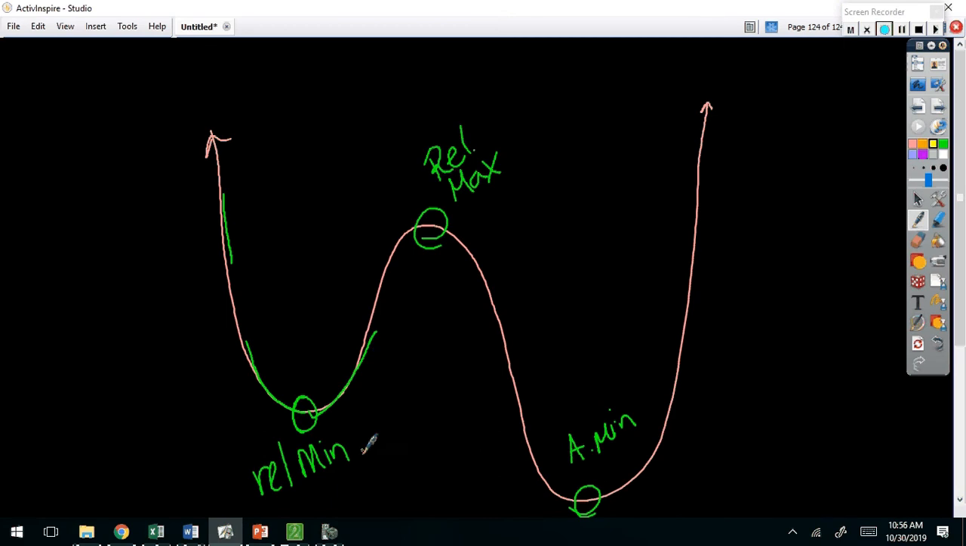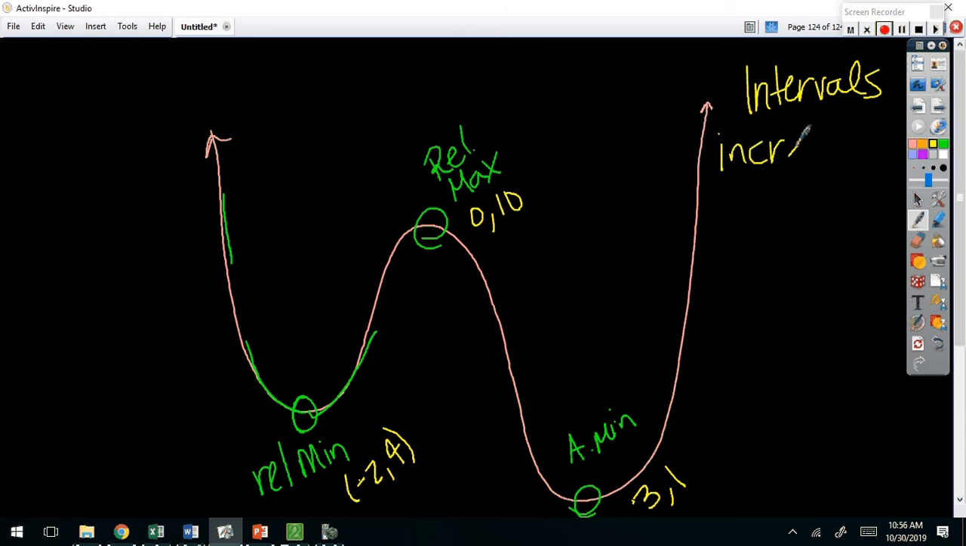All right. Let me give you some. Let's say that this point was -2, 4. Let's say that this point was 0, 10, and this point was 3, 1. Tell me the intervals on which the function is increasing. Use your interval notation. What intervals is the function increasing?